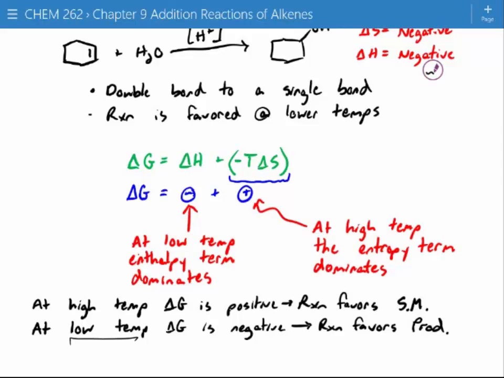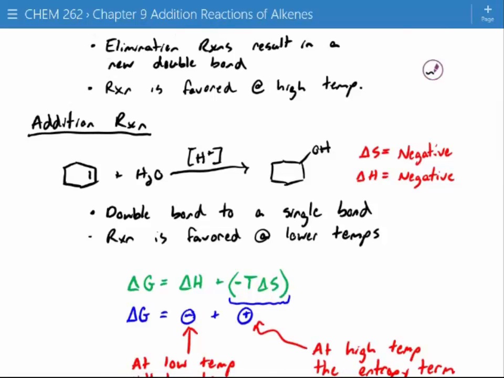If we want to go from cyclohexanol and go back to the starting material side, we need to run it at a high temperature. So the reality is that this reaction is more or less in equilibrium, and we can favor that equilibrium by adjusting the temperatures for this reaction. So again, we're relating this back to the thermodynamics that we covered last term. Does that make sense? All right.